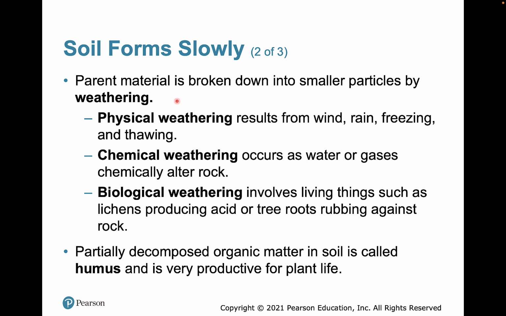The process that breaks parent material down, the process that the lichens do in the early steps of primary succession, is called weathering. You can do physical weathering. So from wind blowing over rock enough, you can get physical weathering. You can have rain that starts to evaporate and break the rock apart. Freezing and thawing is what causes those potholes that we see around here in the spring.